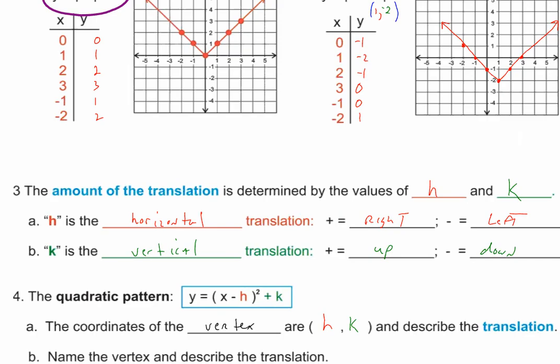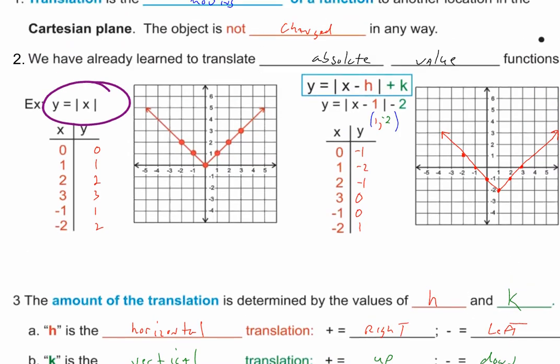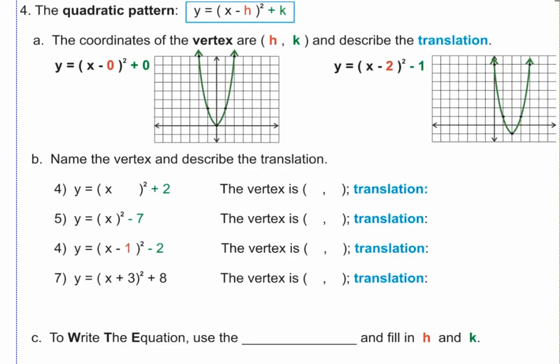So again, look, now we've done this with absolute value. See, here's the absolute value. H and k, again, telling us how this thing is translated. And now we're doing it for what are called quadratics. All right, so here's our pattern again. Now let's deal with the vertical shift.